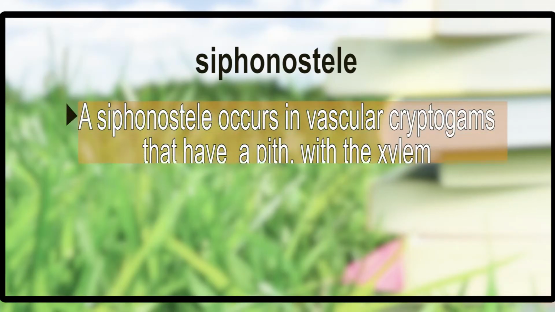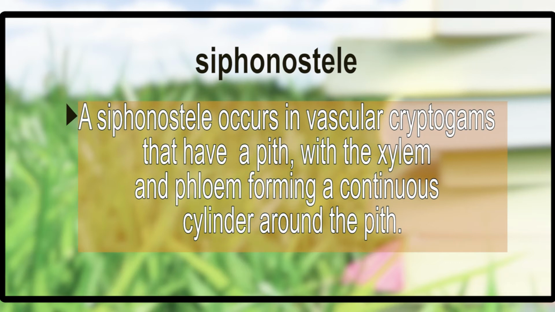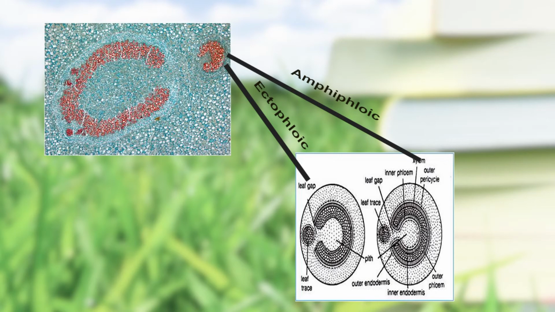After protostele, we come to the siphonostele. A siphonostele usually occurs in vascular cryptogams where there is a presence of a pith. So the basic difference between the protostele and siphonostele is the presence of this parenchymatous pith. Now this siphonostele, as in the protostele, has xylem and phloem, but at the center it has a small pith. Now this siphonostele can be amphiphloic or ectophloic. In case of ectophloic, we have a single layer of phloem surrounding the xylem, but in case of amphiphloic, both inner and outer phloem are present surrounding the xylem.